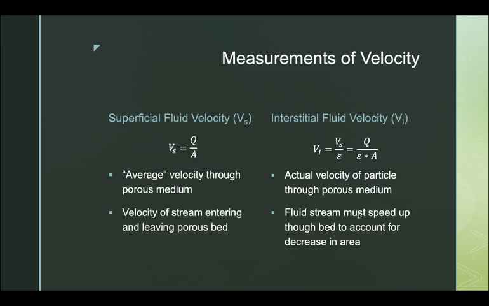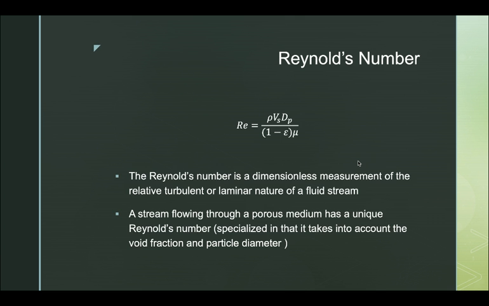Because you can see interstitial fluid velocity takes into account the void fraction here, which will essentially be taking into account how the area is decreasing in that bed. And we know that when area decreases, a fluid stream has to speed up. So this fluid velocity will actually explain how the particles are moving within that porous bed.